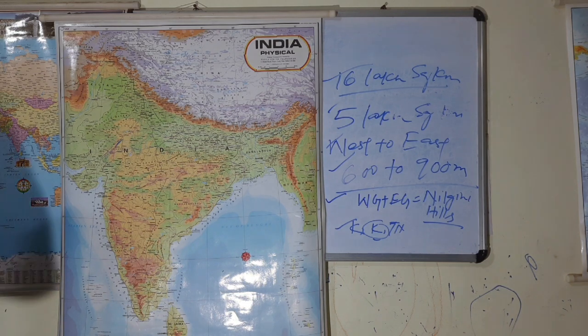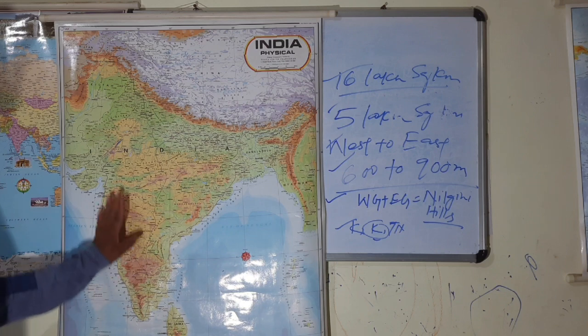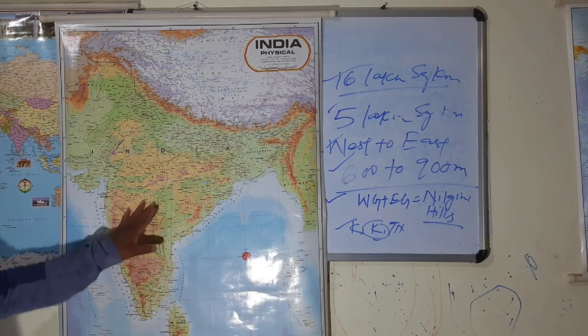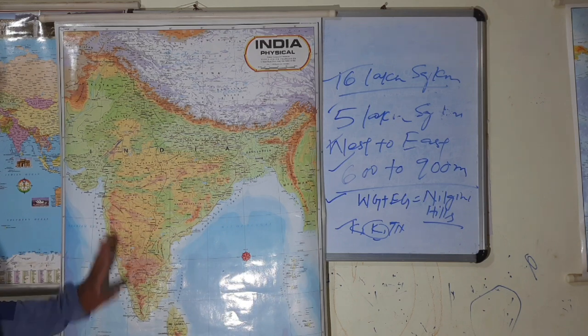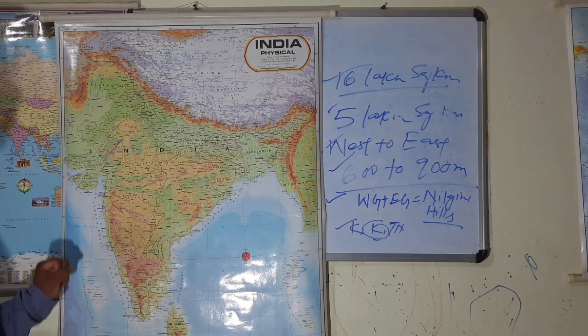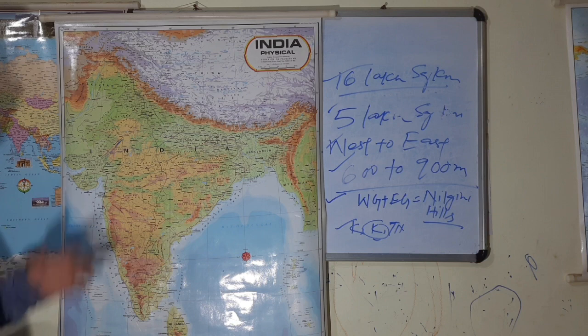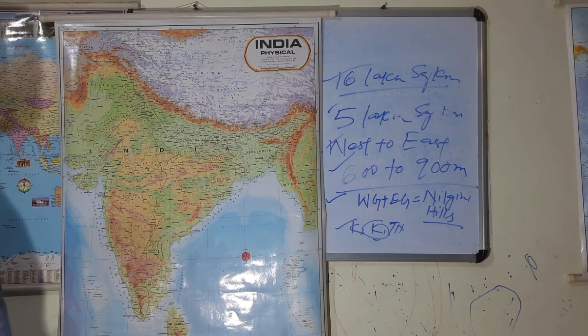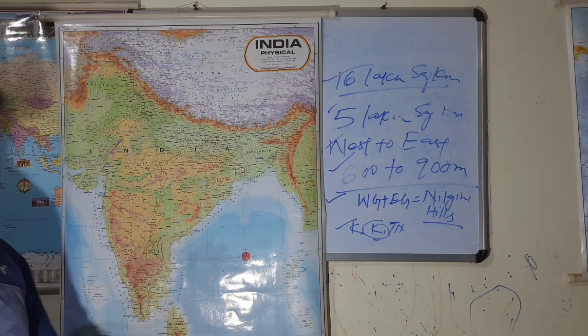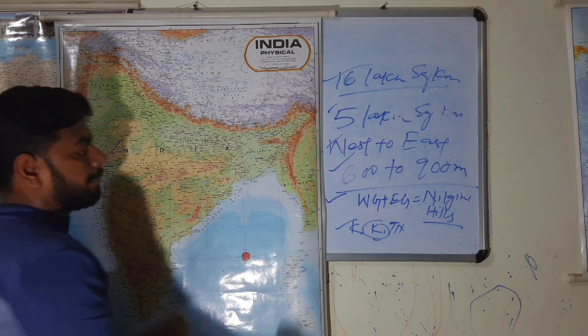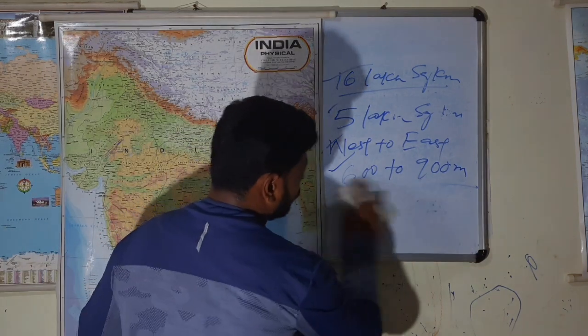Related to the Deccan Plateau, we have understood that certain major rivers like Godavari, Krishna and Kaveri originate from here. Another thing, a huge amount of minerals are also deposited here, mainly iron ore. Manganese is also there.